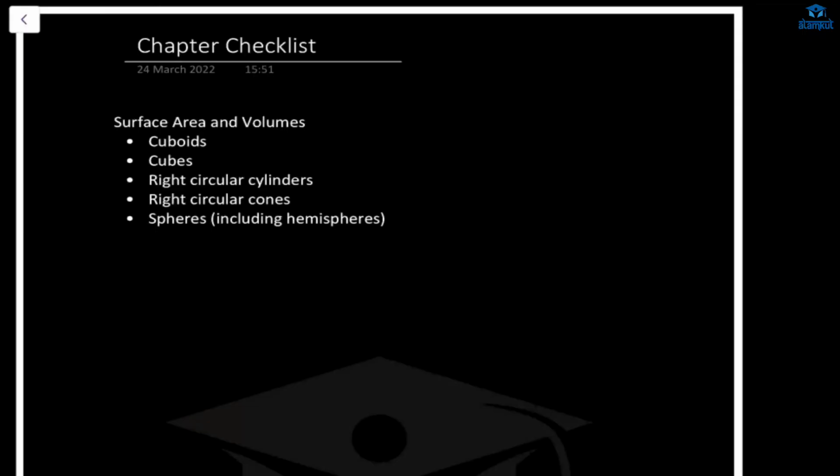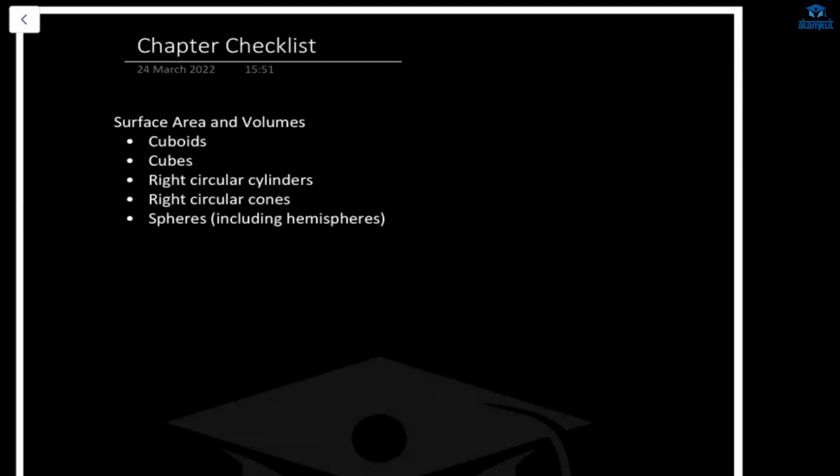Right circular cylinder, right circular cones, and sphere, which includes hemisphere also. Sphere and hemisphere. Hemisphere is just the half of your sphere. If you cut the sphere into half, it will be a hemisphere. Like you have circle and semicircle. Similarly, sphere and hemisphere.